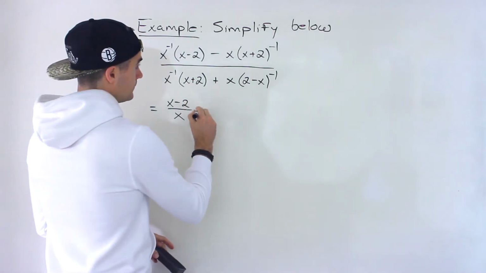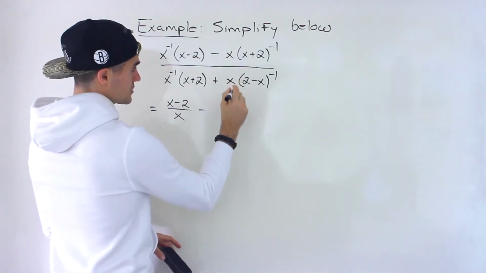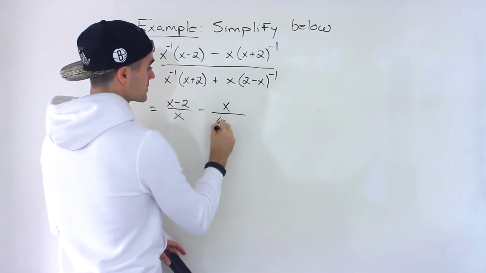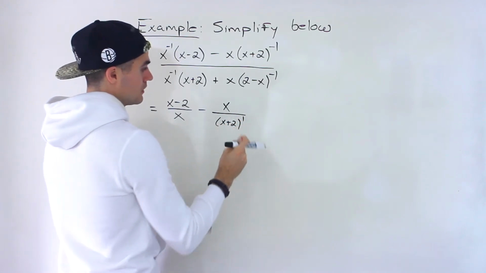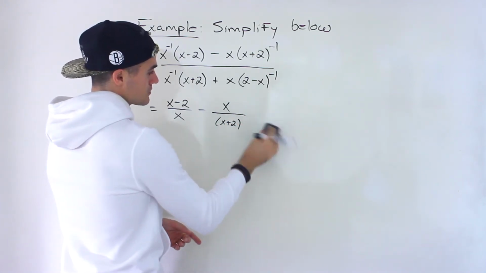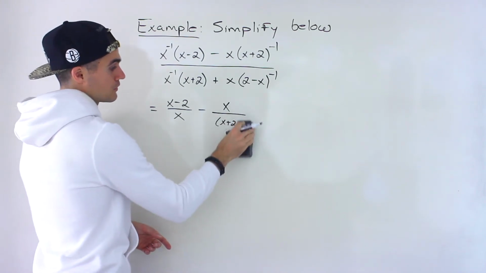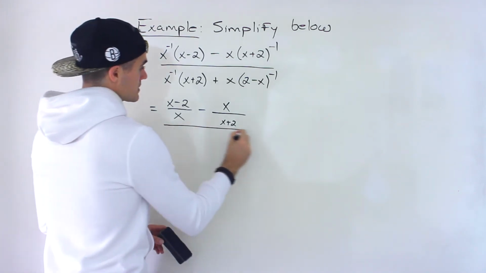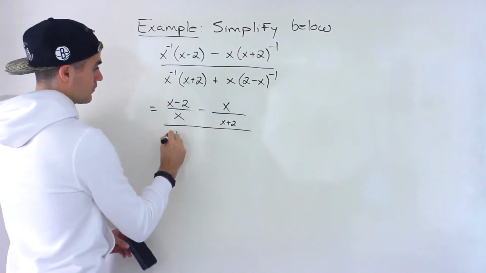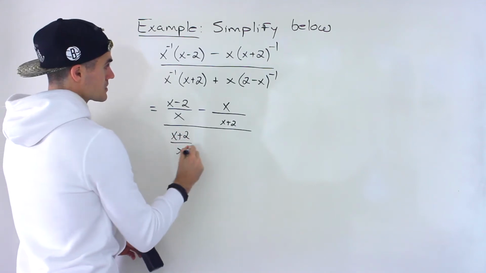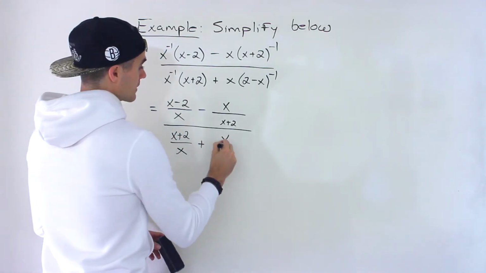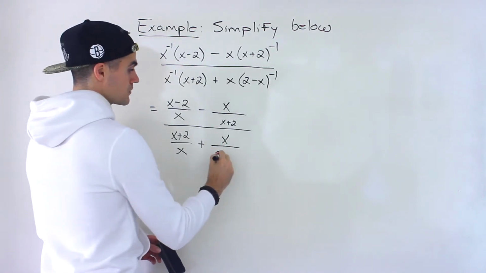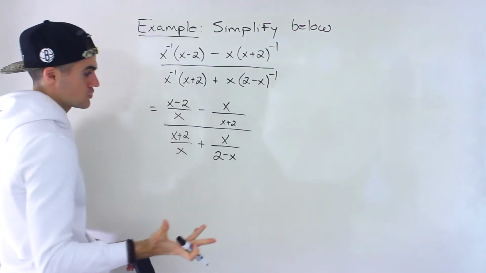And then same thing over here. This x doesn't have an exponent, so we would leave it, but this x plus 2 to the negative 1 we could bring down, and it would become x plus 2 to the positive 1. And because it's just to the positive 1, we don't even need to put an exponent there. We don't even need the bracket either. And then this is going to be all over here. It would be x plus 2 over x plus x over 2 minus x to the power negative 1. Bring it down, it would just become 2 minus x to the power positive 1, which is just 2 minus x.